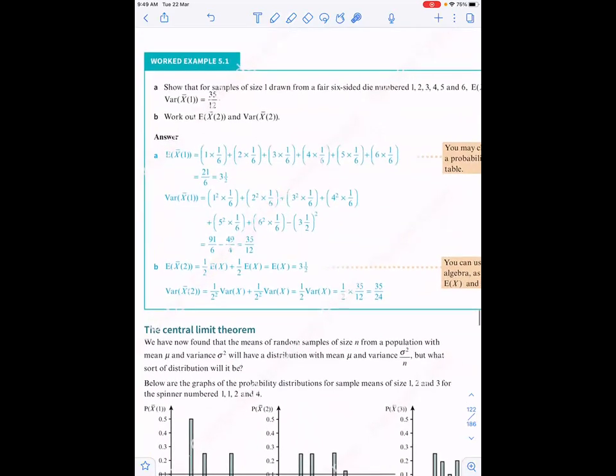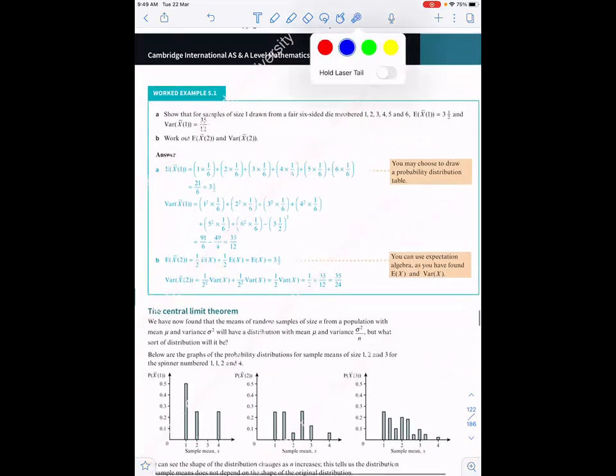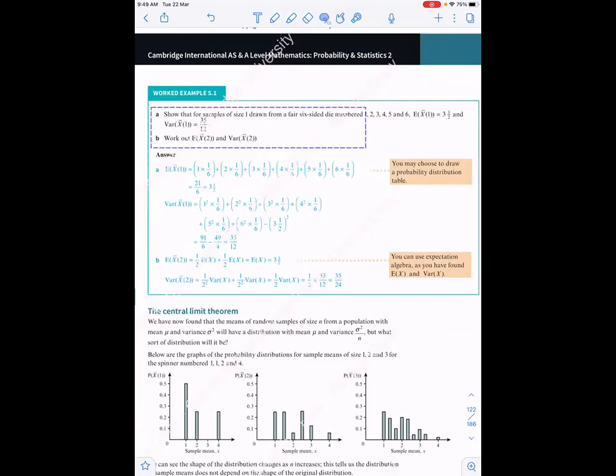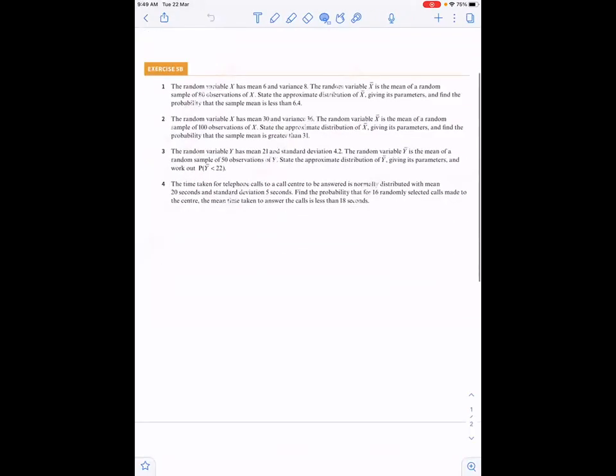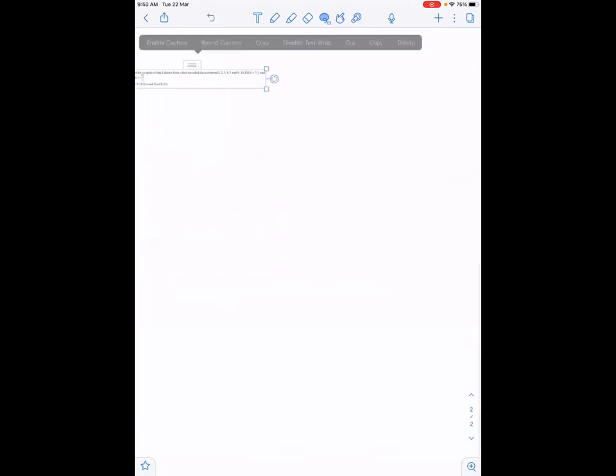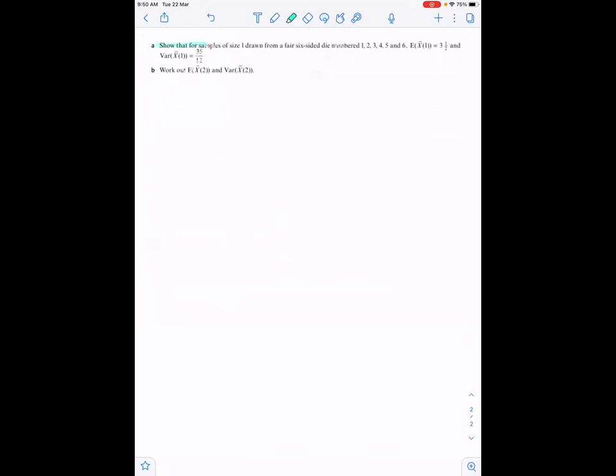Now let's do this question. Show that for samples of size 1 drawn from a 6-sided die numbered 1, 2, 3, 4, 5, and 6, the mean of x with sample size 1 is going to be 3.5, and the variance of x is this. Work out the same with sample size 2, and the variance for sample size 2.